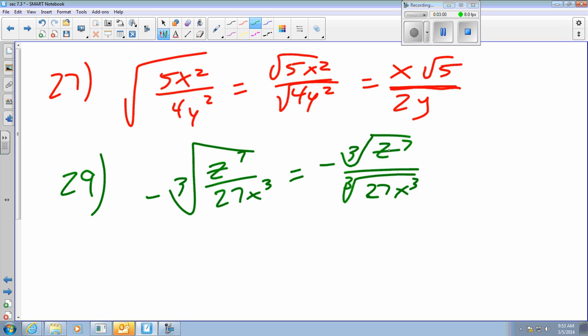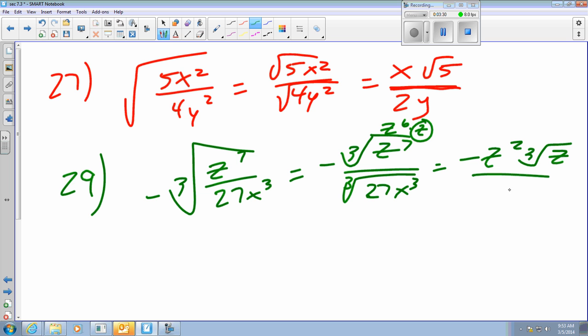On the top, I'm going to split z to the 7th into z to the 6th times z. Now, why did I pick z to the 6th? Because it's the biggest number, less than 7, that is divisible by 3. 6 divided by 3 gives me, the negative is already out there, a z squared. And the 1 z here is left under the radical. Don't forget the 3 for the cube root.